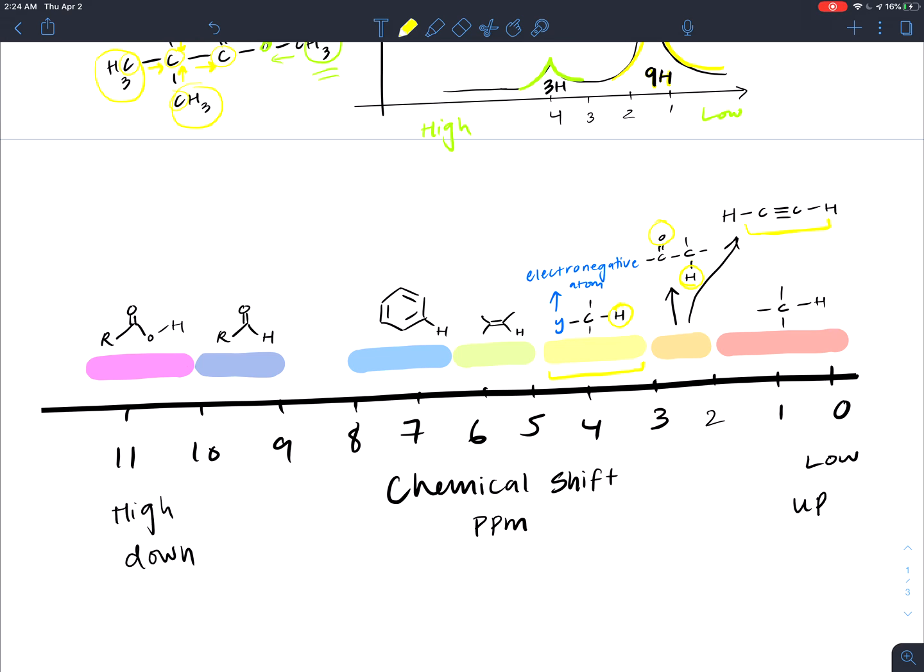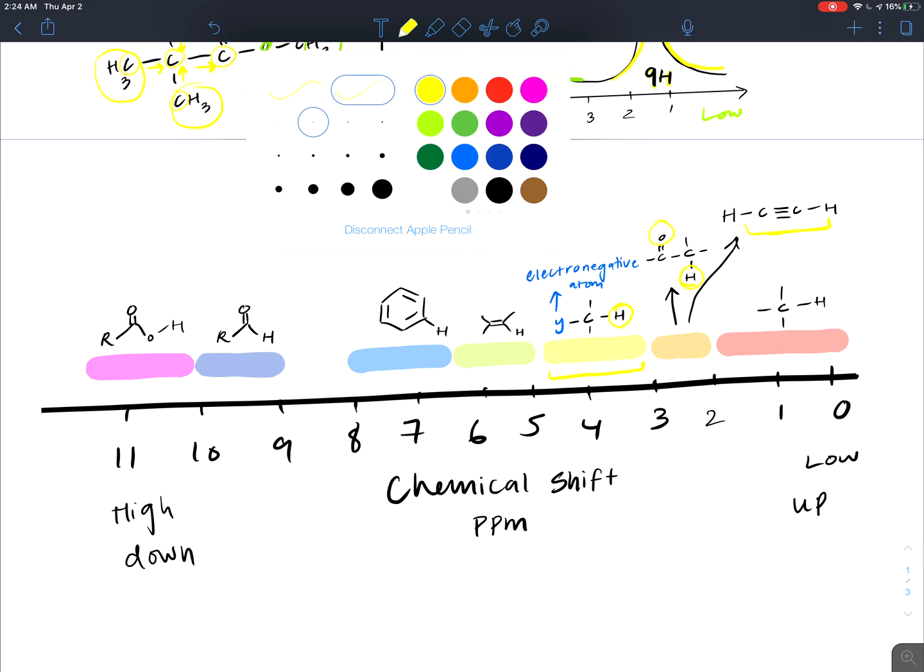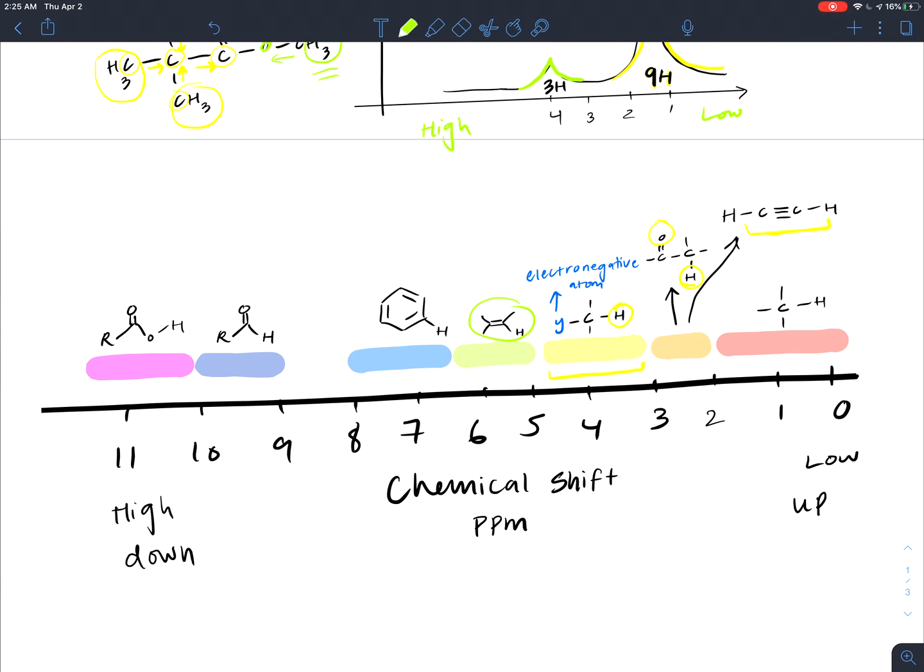Something that usually has a really high chemical shift, the next one, is whenever I have a hydrogen that's on an alkene. Whenever I have a hydrogen right on a double bond, it has a really high chemical shift, and it's going to be between 5 and 6 ppm. ppm is just the unit for chemical shift. Then if I have a benzene ring, it's going to be somewhere between 6.5 and 8. So all those hydrogens are going to be between 6.5 and 8. Those are going to have really high chemical shift as well.